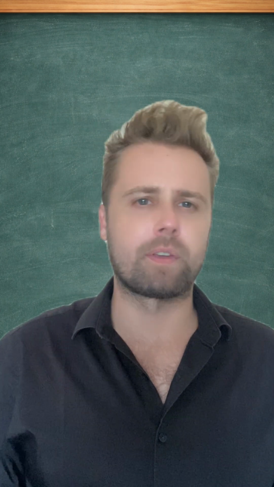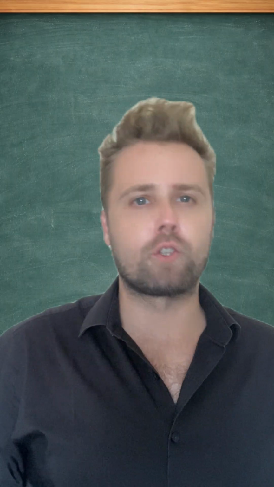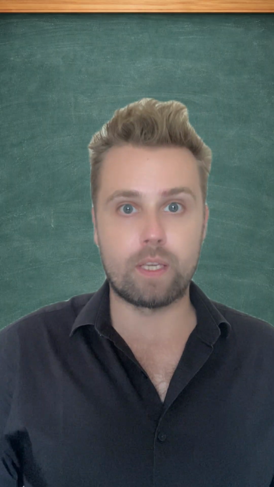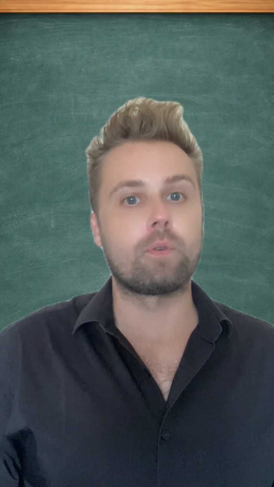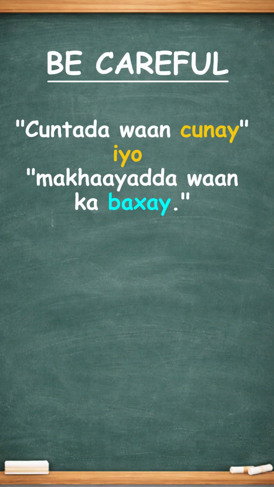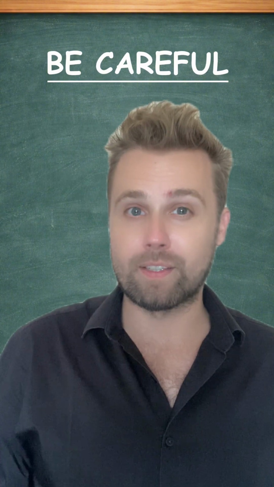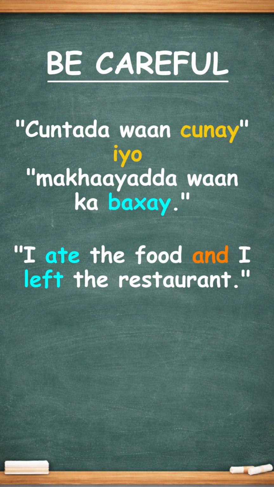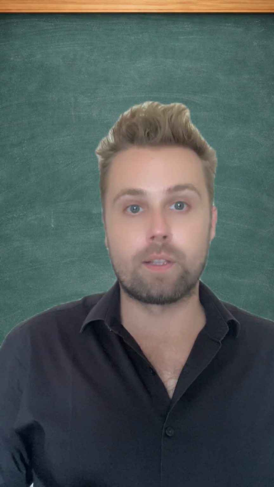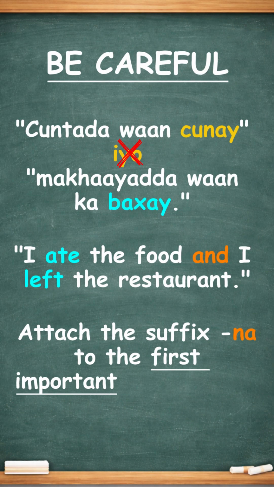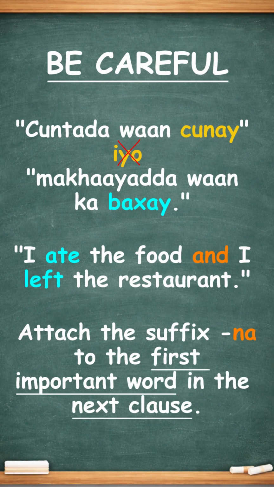Here is where learners often get stuck. So, as a general rule, do not use iyo to connect 2 actions. If you say untada wan une iyo makayada wan ka bahay, when you actually want to say I ate the food and I left the restaurant, it sounds unnatural to a native speaker. Instead, we use the suffix na, which is attached to the first important word in the next clause.